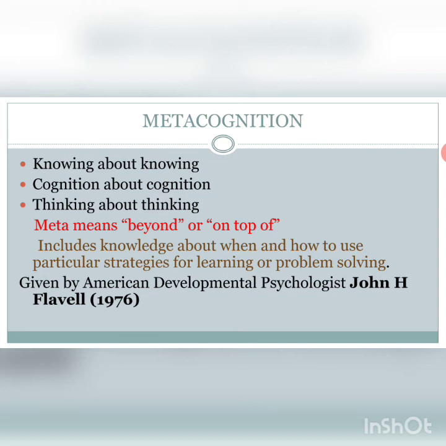You are aware of what you possess, or you know that you have this part of information about a topic. That means you have the possession of knowledge about a certain topic and you are aware of that, and that is metacognition. And meta means beyond or on top of, and it includes knowledge about when and how to use particular strategies for learning or problem solving. It was given by American developmental psychologist John H. Flavell, 1976.